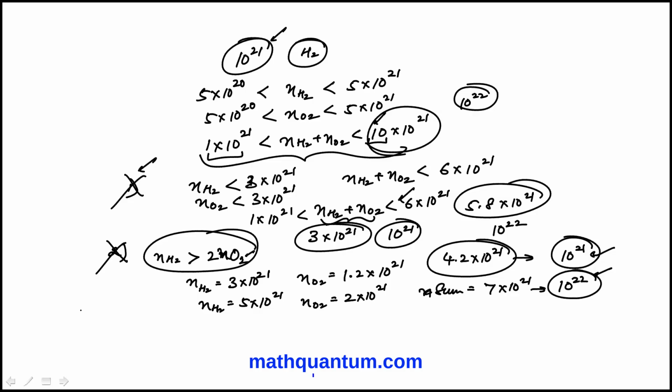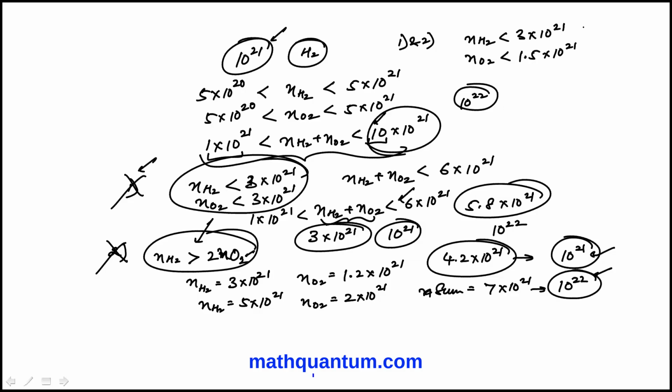2 alone is insufficient. Now if we do 1 and 2 combined, we have this constraint that this is double. And we also have these constraints. So if number of hydrogen molecules is less than 3 times 10 to the 21, then number of oxygen molecules has to be less than half of that. So 1.5 times 10 to the 21, which means their sum has to be less than 4.5 times 10 to the 21.